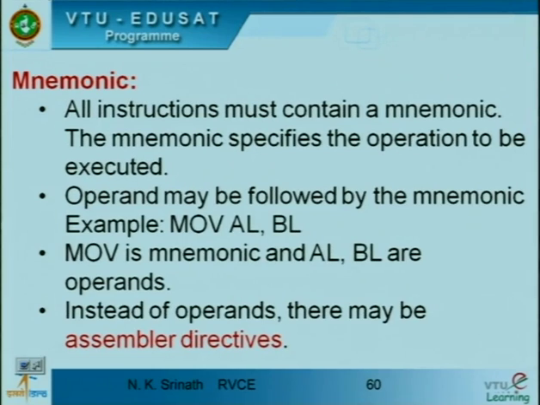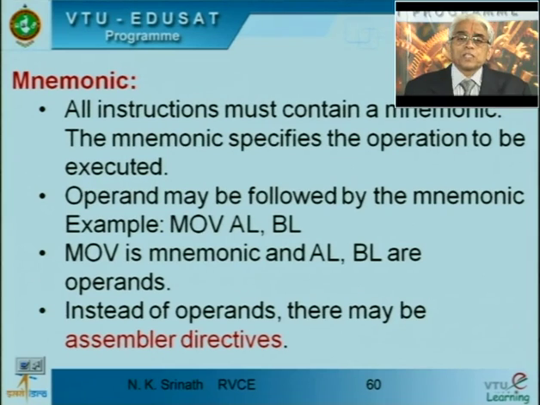The mnemonic is the second field we have when we are writing a program. All instructions must contain a mnemonic. That means you cannot use some vague instruction, for example something like ABD, as if you have invented a new instruction. It is not possible because there is no equivalent mnemonic for it. The mnemonic tells the assembler that this particular mnemonic has to be converted to the required code, and they are all predefined for a particular mission. Operands may follow the mnemonic. For example, MOV AL, BL: AL and BL are both operands. MOV is the mnemonic, and this is an instruction having two operands, and both the operands have to be mentioned.